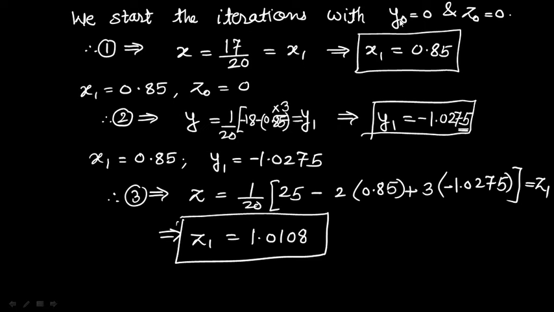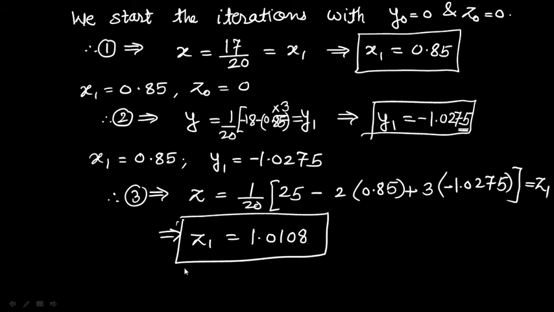By considering y0 equal to 0 and z0 equal to 0, substitute these values in equation 1. Therefore, we get x1, and this value is 0.85. Here, all values we have to find up to 4 decimal places. Now x1 equal to 0.85 and z0 equal to 0, substitute in equation 2 and find the value of y1. This is the value of y1. Now for the third equation we substitute x1 and y1 and find the value of z1. In this way we get the x1, y1, z1 values after the first iteration.